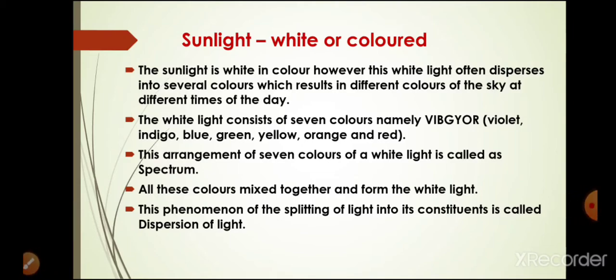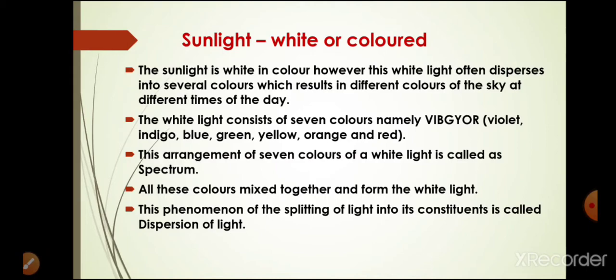Students, as you are already aware, the sun is the biggest source of light on the earth, right? So sunlight is white in color. However, this white light often disperses into several colors, and because of that we see different colors of the sky at different times of the day. That white light consists of 7 colors, and we name it VIBGYOR.